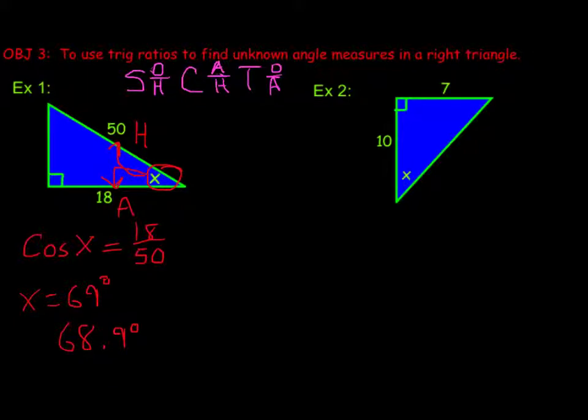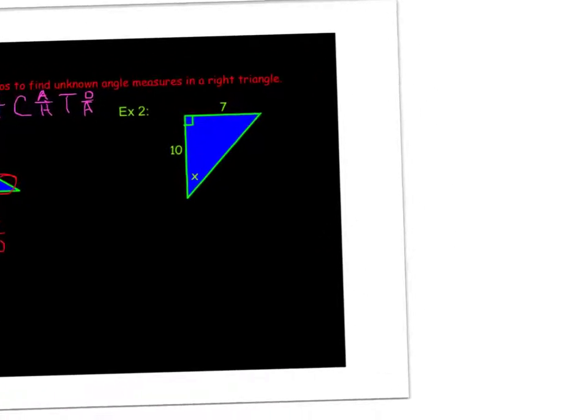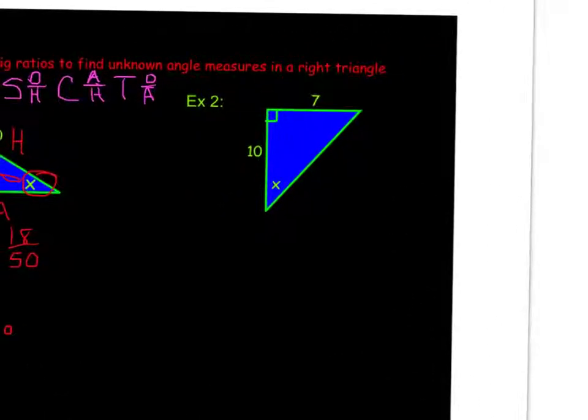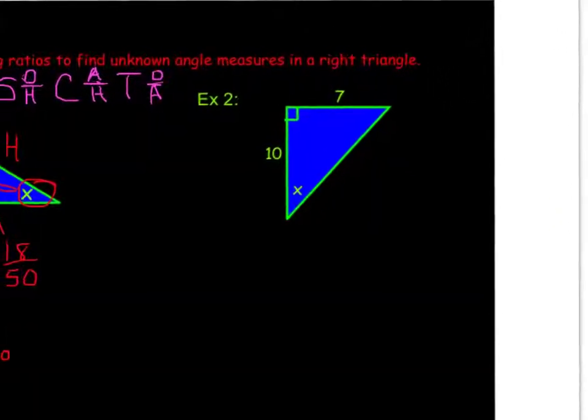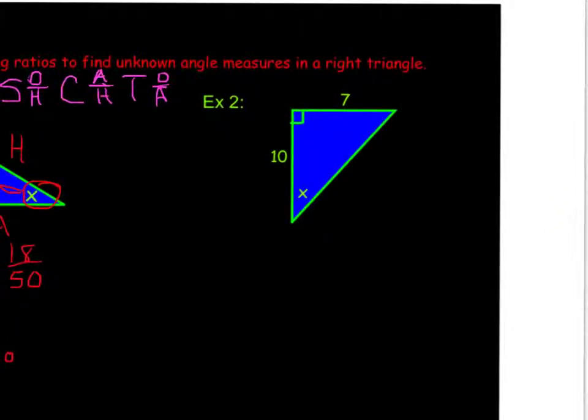Second example over here. Same thing. Circle our x, our angle, and identify our two sides. So let's see what we have. I'm going to move this over a little bit. First step, circle our angle. Second step, draw an arrow to our two sides and identify them. In this case, we have the 7, which is our opposite, and we have the 10, which is our adjacent side. So we have an O and an A. Looking at our example, we have tan.